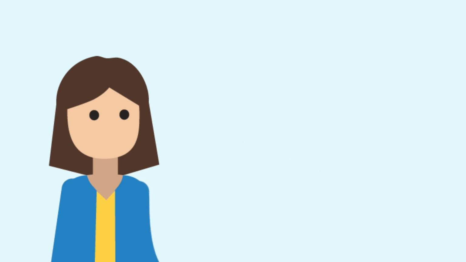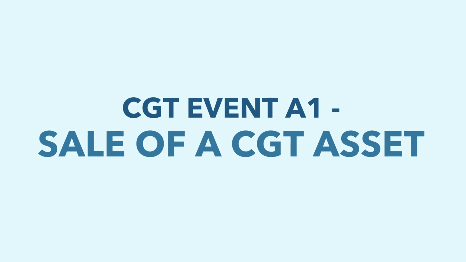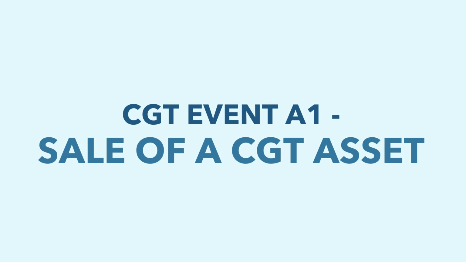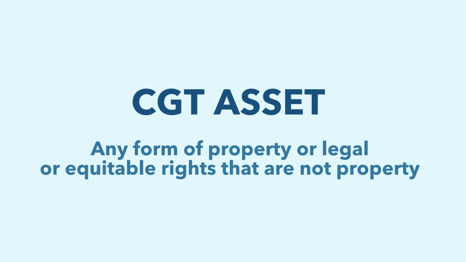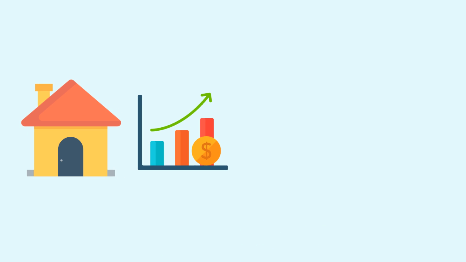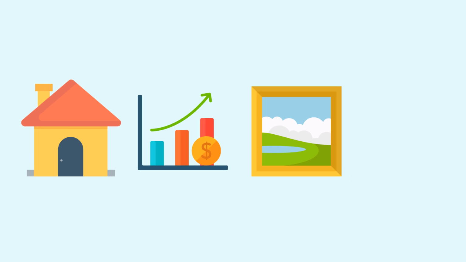There are many different types of CGT events, the most common being Event A1, which is the sale of a CGT asset. A CGT asset is defined as any form of property or legal or equitable rights that are not property. By way of example, it could include a house, shares in a company, a piece of artwork, rights under a contract, and many, many others.